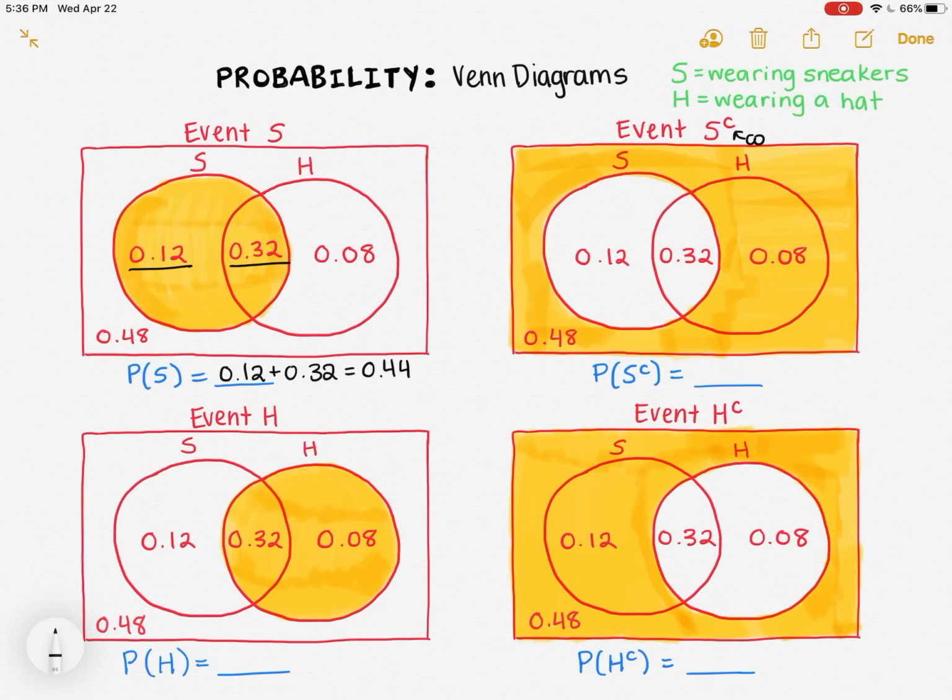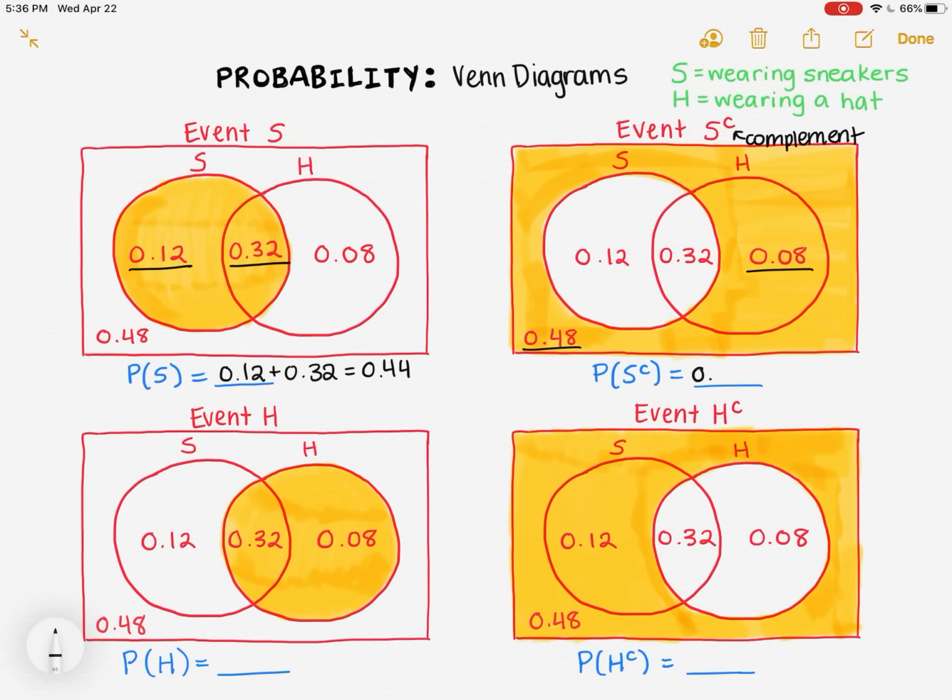Next, I'm looking at the event S complement. This C represents the word complement. Complement means we're looking at everything that is not in the given event. So I'm looking for the probability of someone not wearing sneakers. To do that, I've shaded in everything outside of the circle labeled with an S.